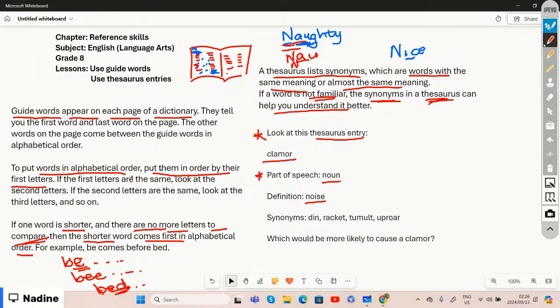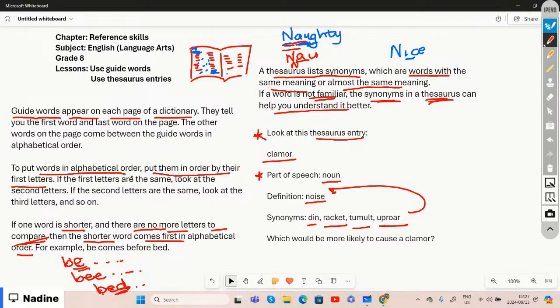Now they're giving us a list of synonyms, right? Words that either mean the same as clamor or almost the same as clamor. So the list of synonyms are din, racket, tumult, and uproar. So if you look at those words, din, racket, tumult, and uproar, and you look at the meaning, it means noise, right?